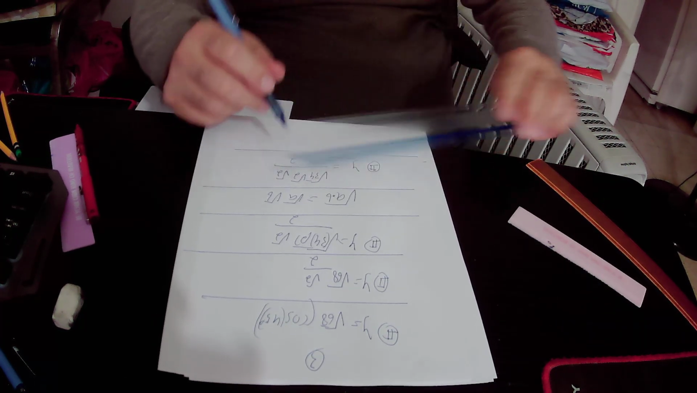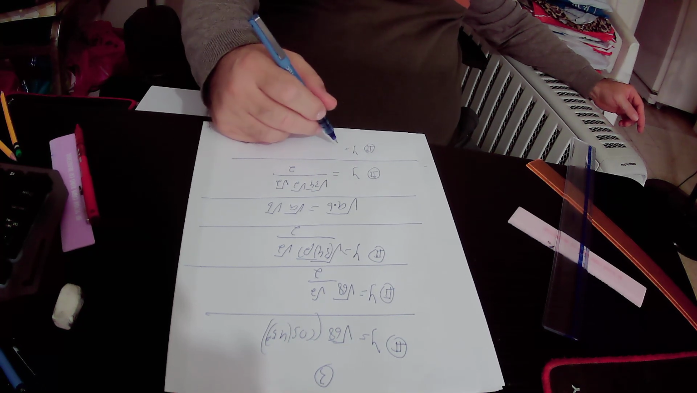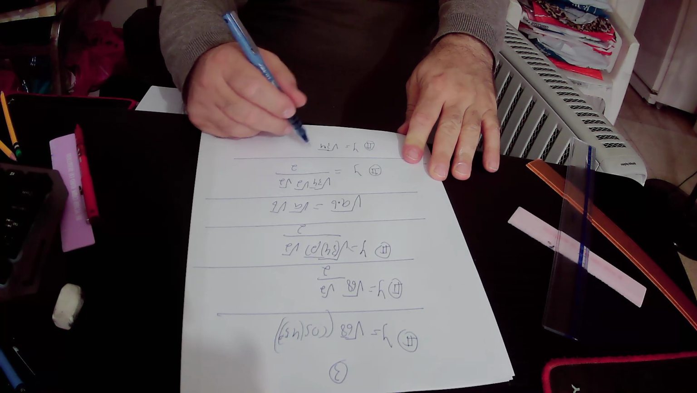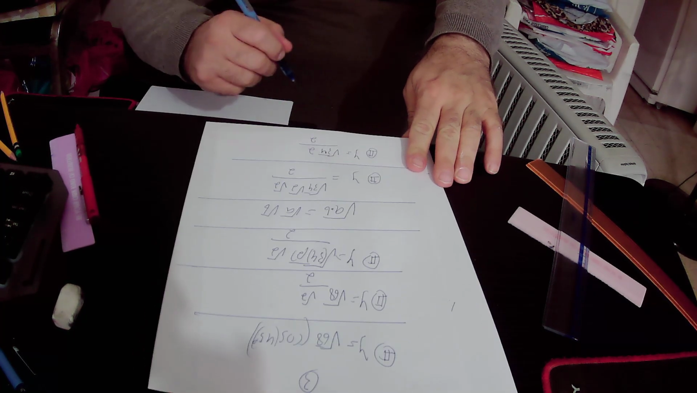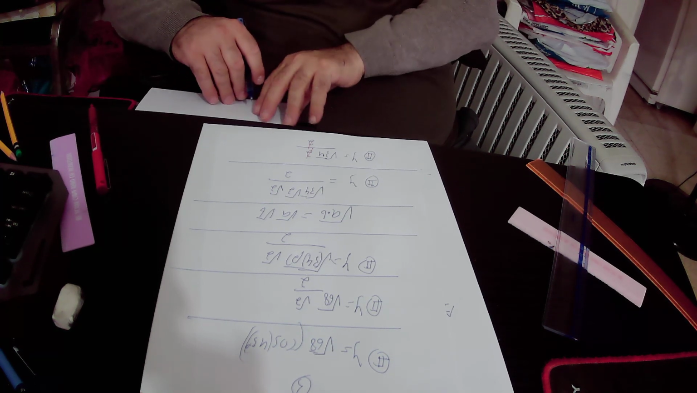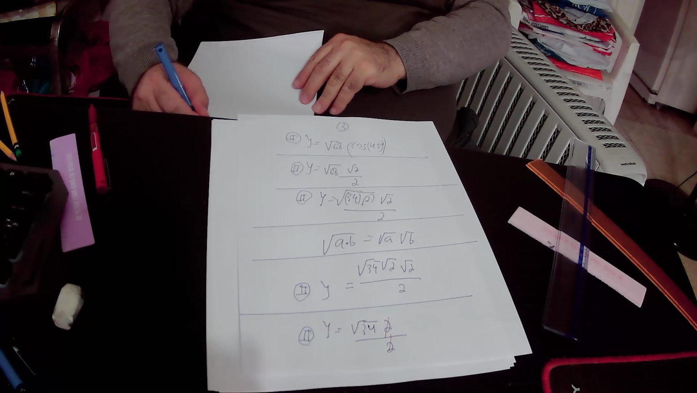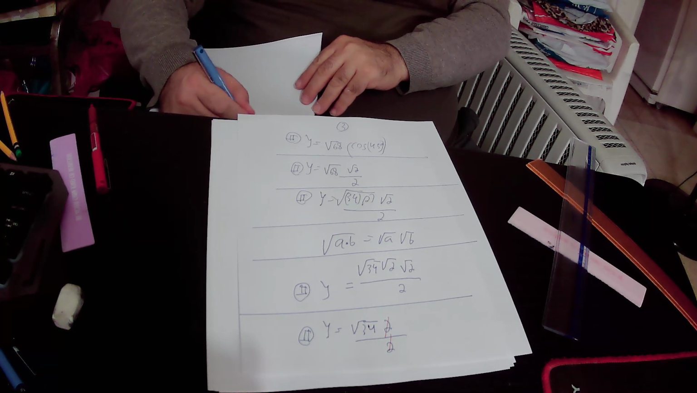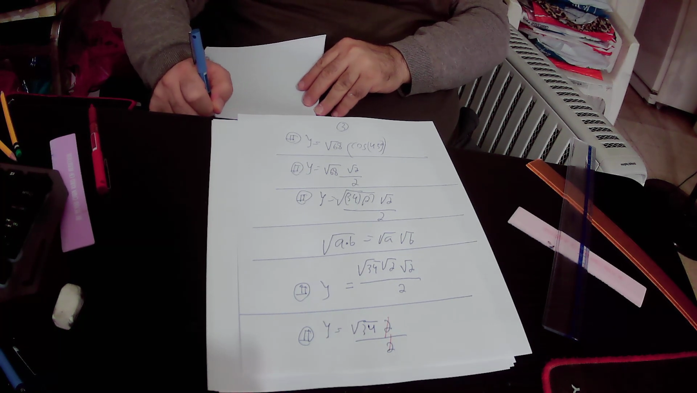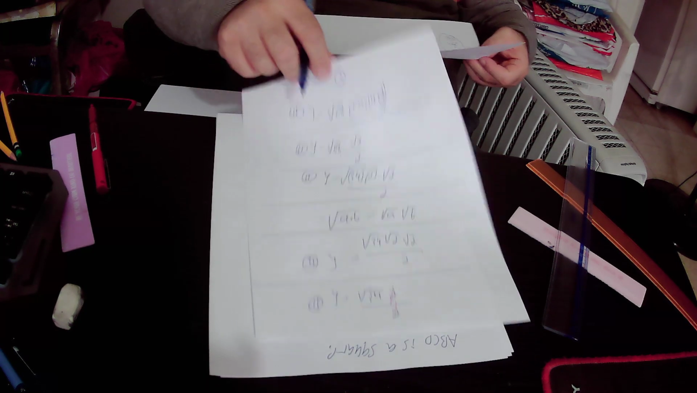The square root of 2 times the square root of 2 is 2. So we found out that y equals the square root of 34 times 2 over 2. 2 over 2 is 1, so the 2 will get cancelled, and we've actually found out that y equals the square root of 34 units.